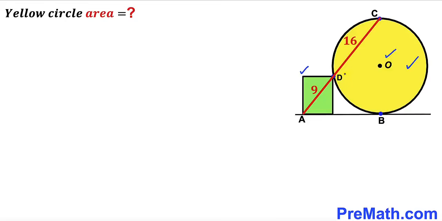In this video, we have this green shaded rectangle along with this yellow shaded circle with the center O, and their only point of contact is D, put together as you can see in the given diagram, such that this chord CD is 16 units and this diagonal AD is 9 units. Bear in mind that points A, D and C are collinear, and furthermore, points B, O and C are collinear as well. Our task is to calculate the area of this yellow shaded circle.